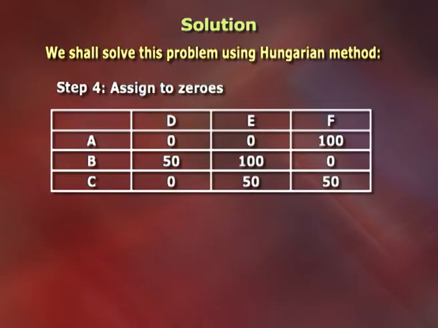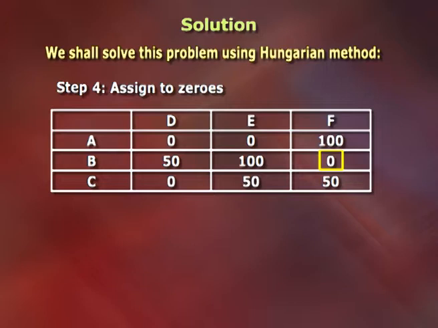Step 4. Assign to zeros. This is an important step that we have to take care of. First row has 2 zeros, second row has 1 zero, and third row has 1 zero. So starting with first row, there are 2 zeros, so we cannot assign to it. Second row, there is only 1 zero, so we'll assign to that zero, and any other zero in that row or column will be cancelled.